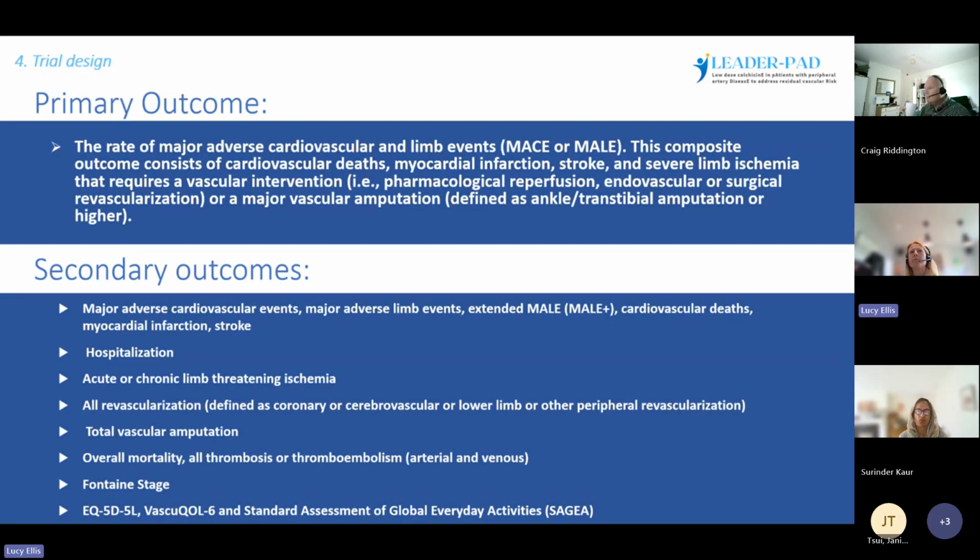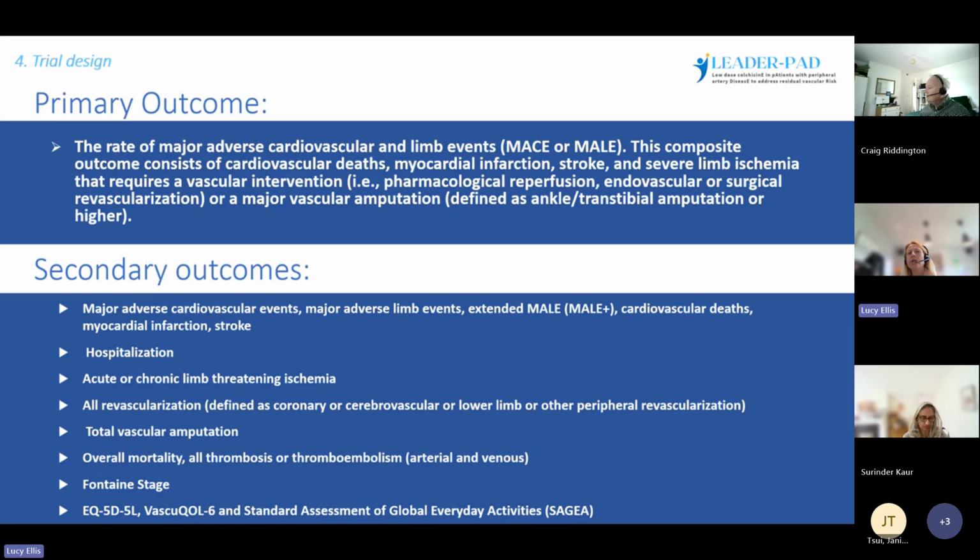In terms of primary outcomes, the primary outcome is the rate of major adverse cardiovascular and limb events, and it's a composite outcome consisting of cardiovascular deaths, MI, stroke, and severe limb ischemia that requires a vascular intervention or major vascular amputation.